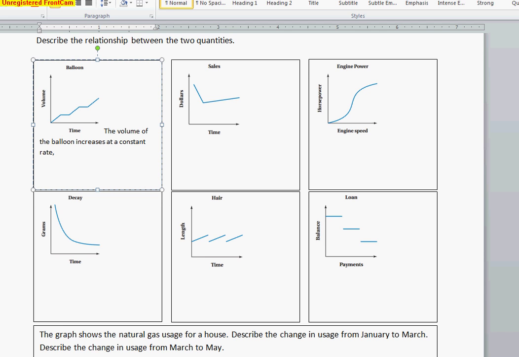Then it stays the same. So we'll say then the volume stays the same. Then it begins to increase again. And then it stays the same. And so basically what this is like, and then we'll say the last time here, then the volume increases at a constant rate. And again, the constant rate is just telling us that the volume is changing steadily.